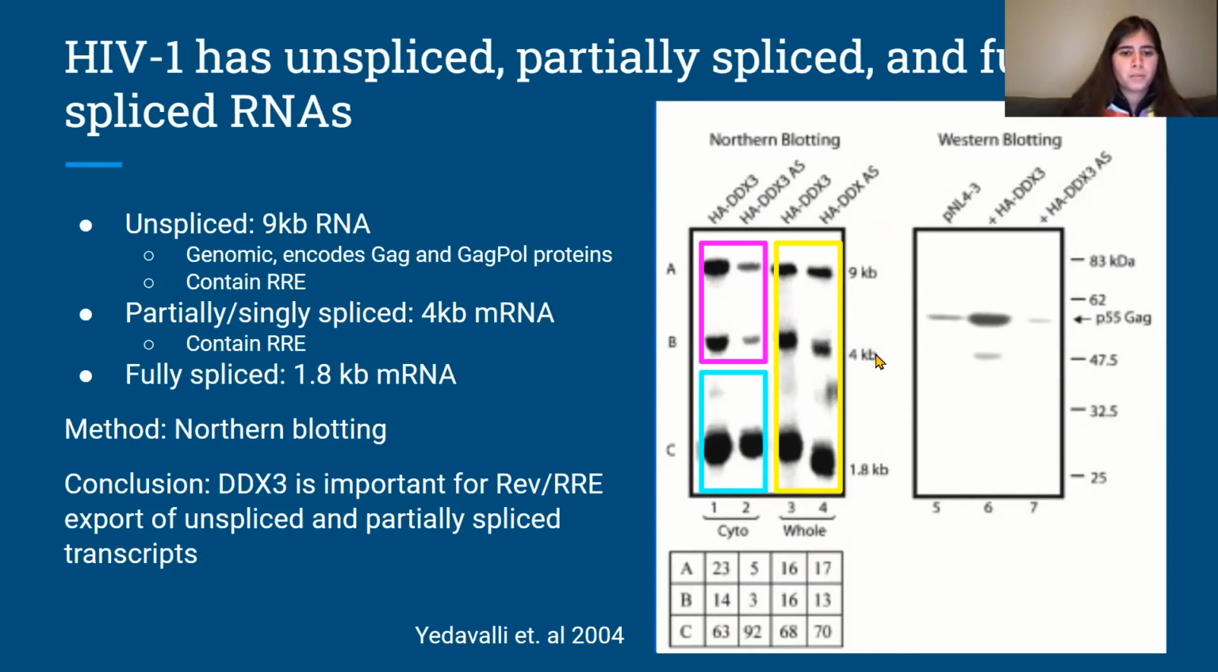But there was a difference for 9 and 4 kilobase transcripts, in which the mutant sample had a 5-fold reduction in expression as seen in pink. This indicates that the export into the cytoplasm of RRE-containing 9 kilobase RNA is necessary for synthesis of GAG proteins, which is verified in the Western blot results shown on the right.